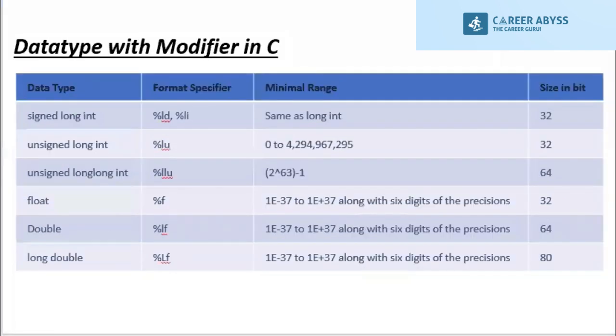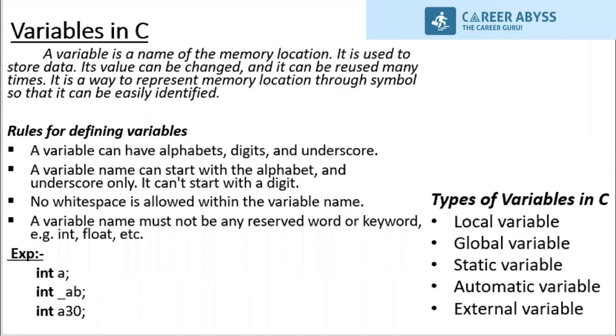Now, the data type with modifiers in C. As I already discussed, we have modifiers to define signed and unsigned. Similarly, we have long and short. When we are using long, short, signed, unsigned, the specifier also changes, and the range and the size also change. We need to memorize this, and with practice you automatically know how to use these specifiers in the input instructions. So those are the data types.